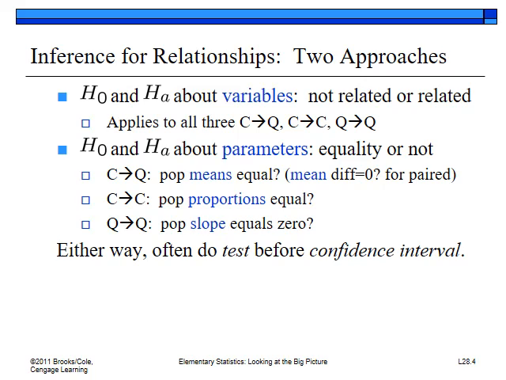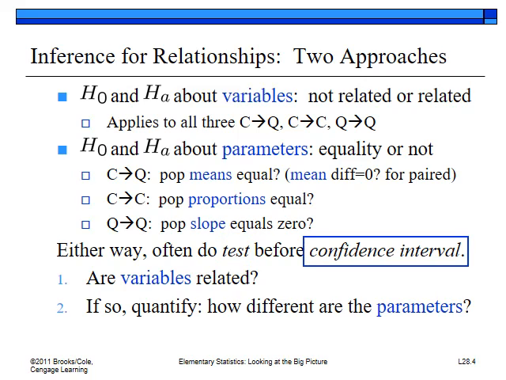In all of these, we'll often do the hypothesis test before we compute a confidence interval. The test tells us if the variables are related. If they are, the confidence interval tells us how the relationship works and how different the parameters in question are.